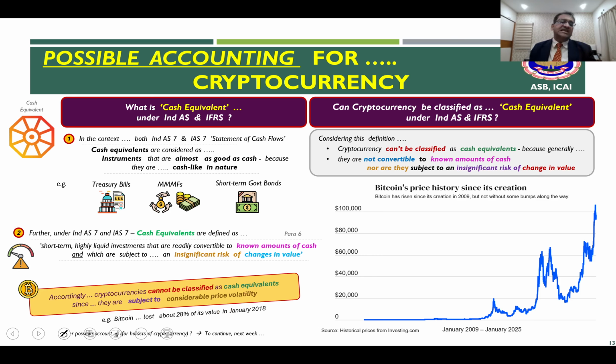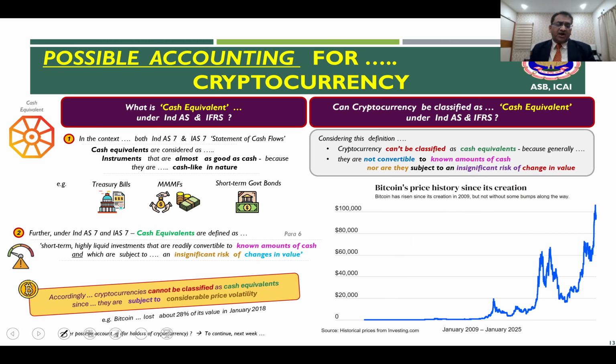And both these are also exactly in line with the interpretations committee under IFRS. They have also concluded exactly in the same way that, as cash and cash equivalent, Bitcoins do not meet these criteria. So we'll continue our discussion in the next week as well, and try concluding this in the next week.